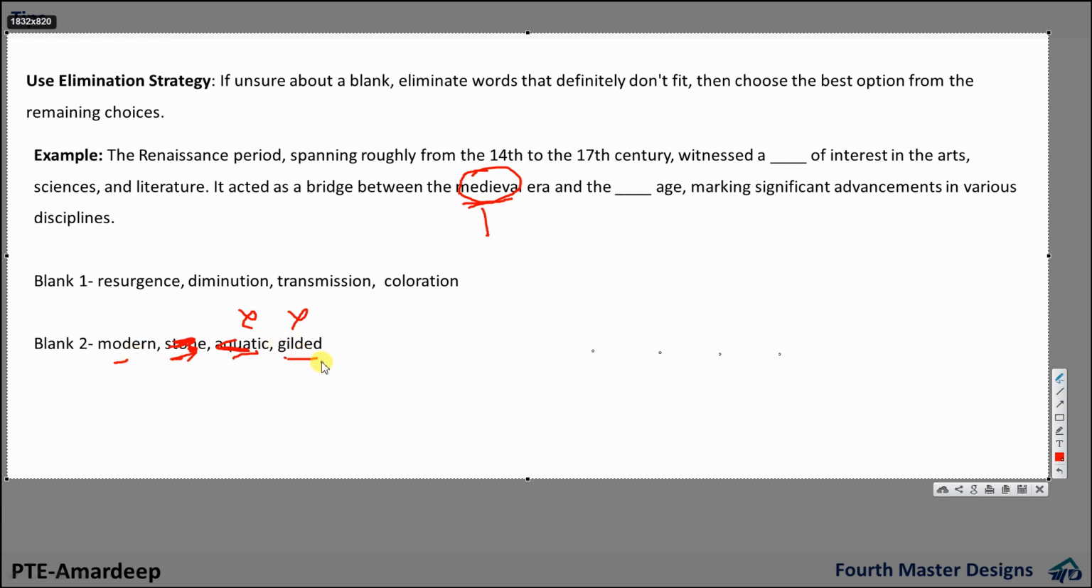If you don't know the gilded one, at least the probability is now much more than earlier. One out of four or one out of two. I will go for modern only. Why? At least I'm sure you are aware of this word. This one is a prehistoric one, a time period. So they will be comparing the earlier time period with the modern one. So we will go with the modern one here. You may not get the correct answer, but the elimination approach will increase the probability of answering correctly.